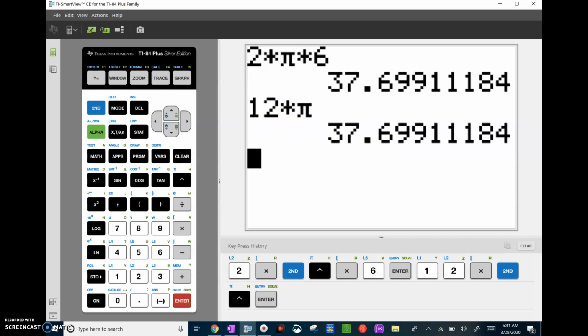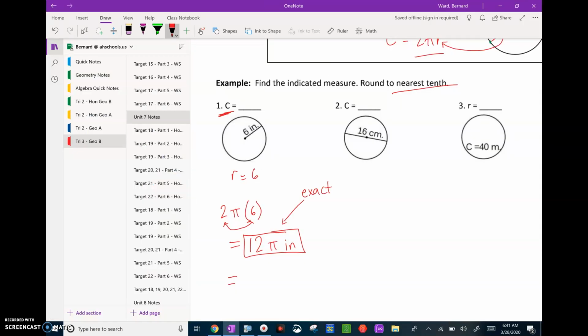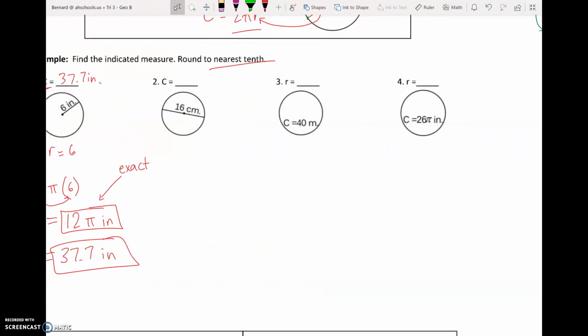All right. Now, just to wrap up this entire long conversation, we have finished this off. Our radius was 6, so we plugged it into the 2 pi r formula, and we got 12 pi, which is also equal to 37.7 inches. And so either one of those answers is a perfect answer. Now, let's go to number 2.